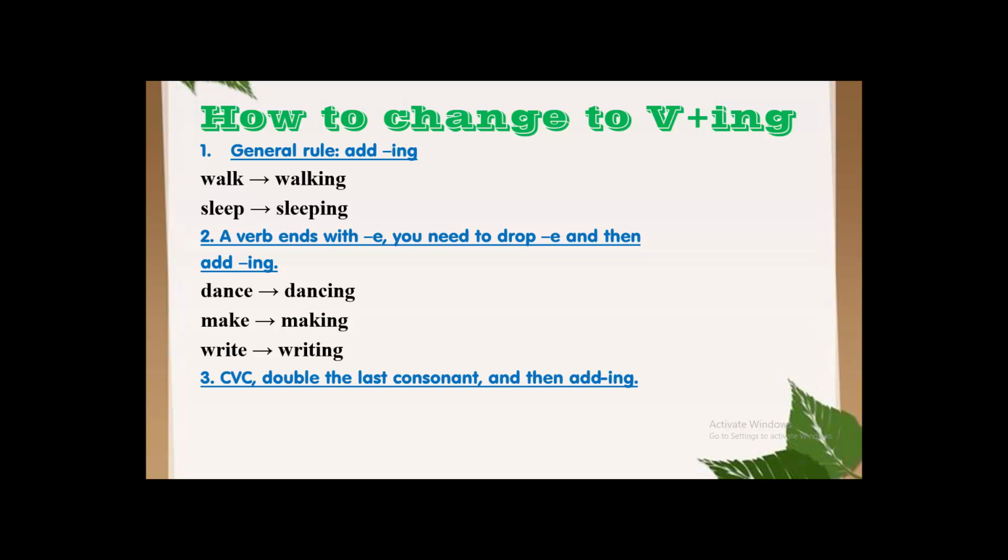Number 3, CVC: you have to double the last consonant and then add ing. CVC means consonant, vowel, consonant. So swim, when you see S-W-I-M, W is a consonant, I is a vowel, M is a consonant. So you have to double M, the last consonant, and then add ing. So swim becomes swimming. Plan becomes planning.